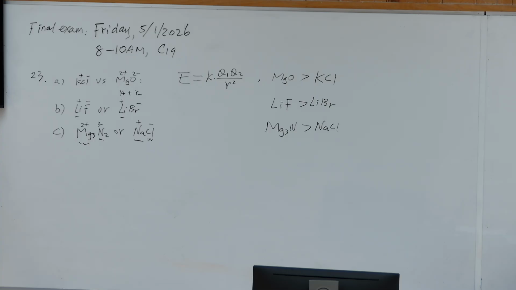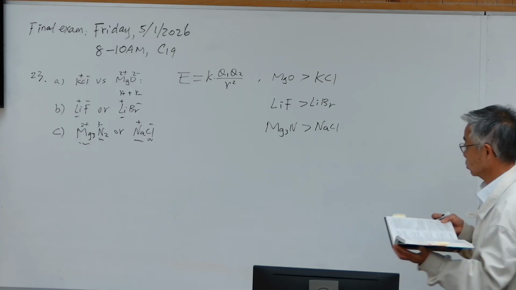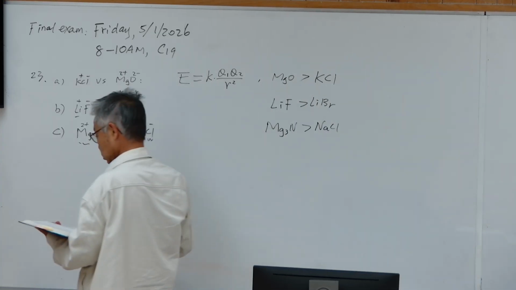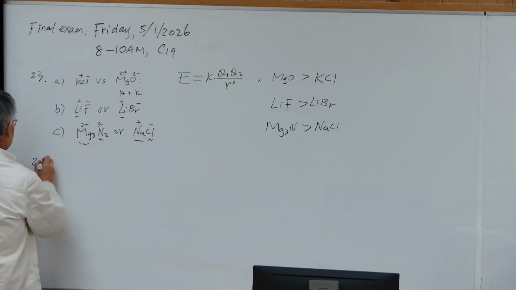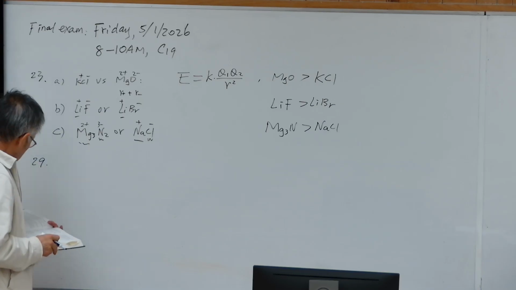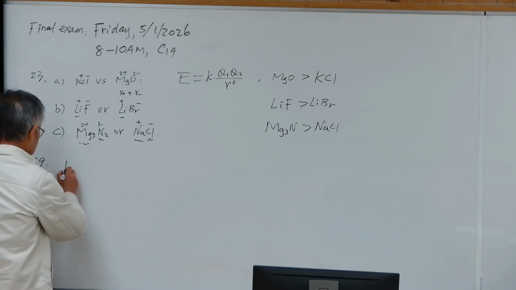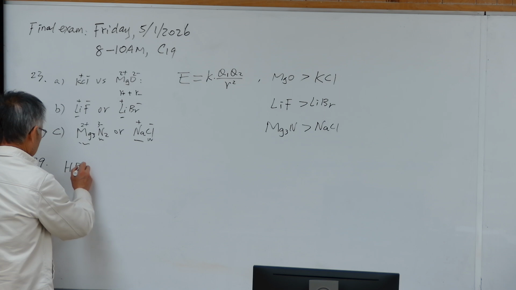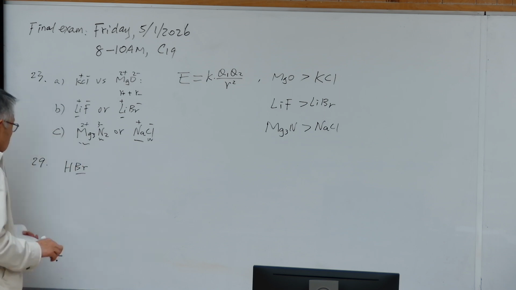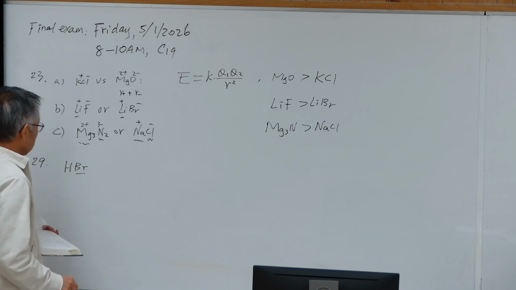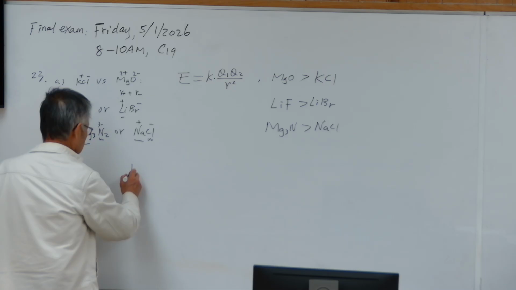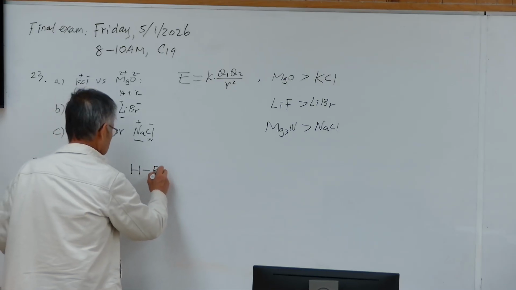Okay, 29. Question 29 asks how many lone pairs are on the underlined atoms in this compound. So the first compound is hydrogen bromide. The underlined atom is bromine. How many lone pairs? So we need to write the Lewis structure.